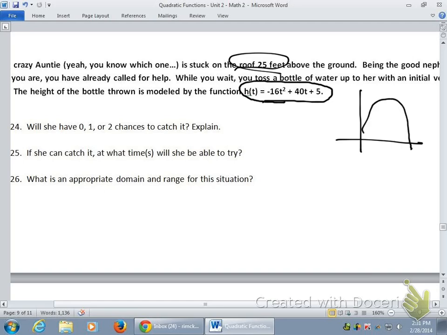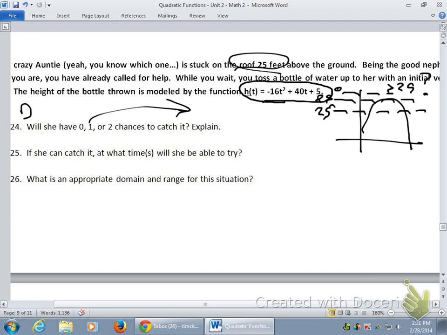My question is, does it make it to 25? So, if the maximum is bigger than 25, then I'll know if she has 0, 1, or 2 chances. If it's exactly 25, she'll have 1 chance. If it's more than 25, she'll get 2 chances, once on the way up and once on the way down. And of course, if it doesn't make it, then she has 0 chances. So that's really what we're looking at. You're either at that 25, or that 25, or that 25. So that's what we're trying to look at.